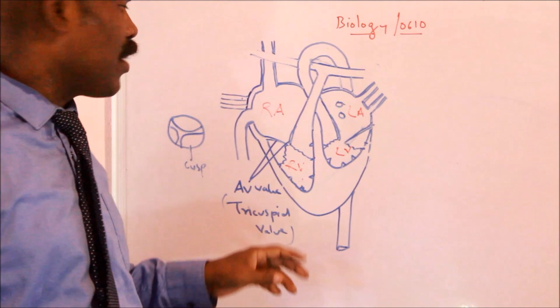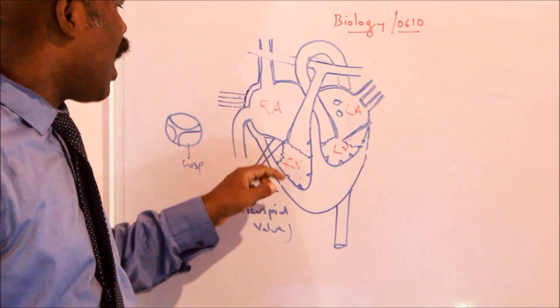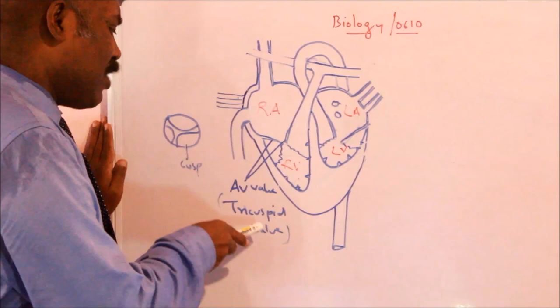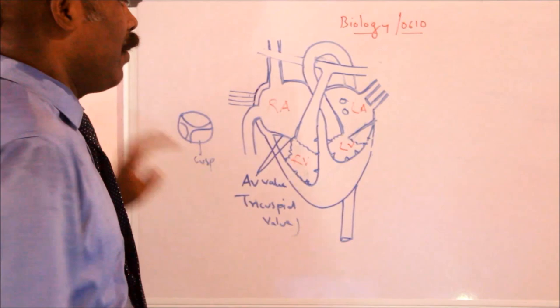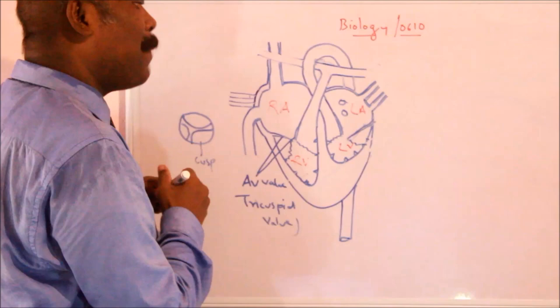Here also one confusion may come. Usually in the examination, when students are asked to label this valve and this valve, they get confused. You can write AV valve, atrioventricular valve. Some students know the tricuspid name also, so for them it is fine, they can write tricuspid valve. And this valve is called the AV valve or bicuspid valve. Bicuspid.